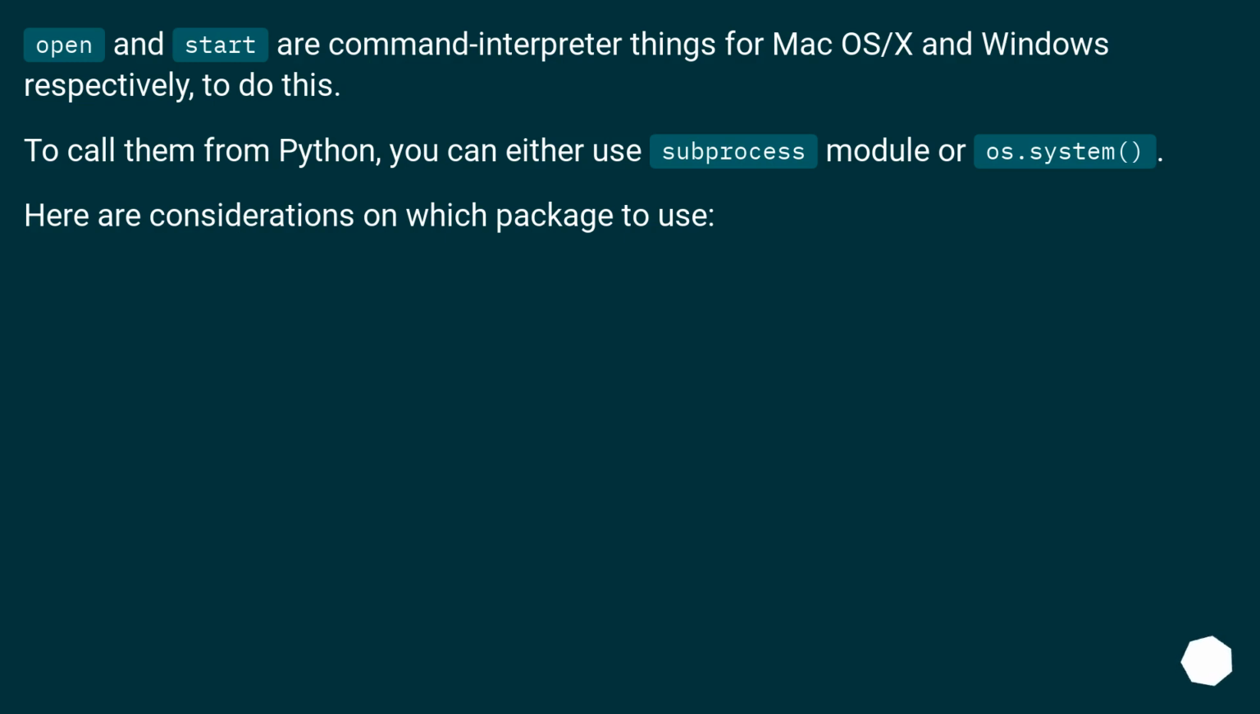Open and start are command interpreter commands for macOS X and Windows respectively, to do this. To call them from Python, you can use either the subprocess module or os.system. Here are considerations on which package to use.